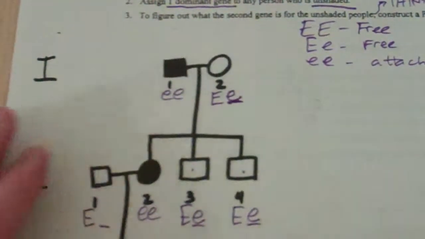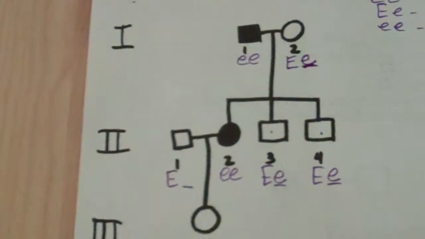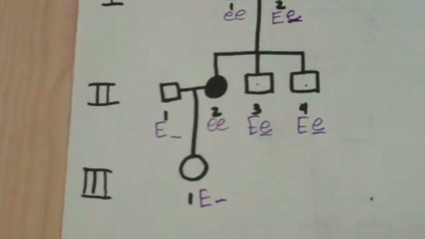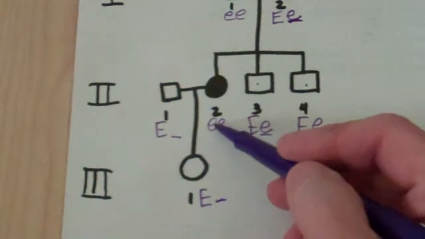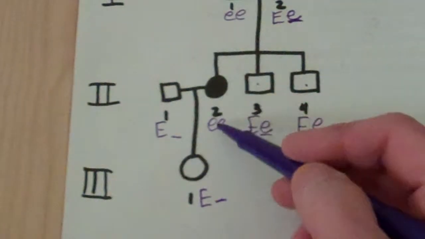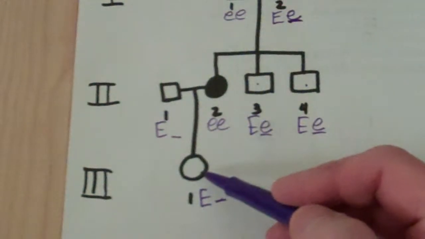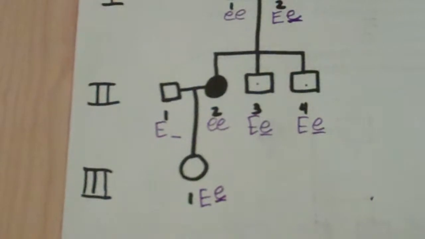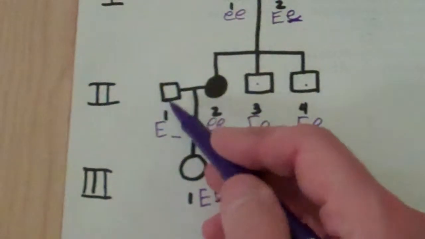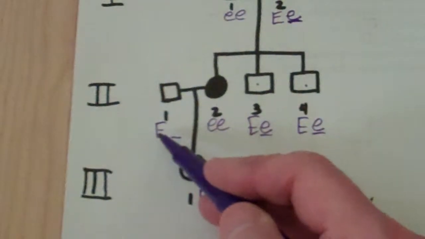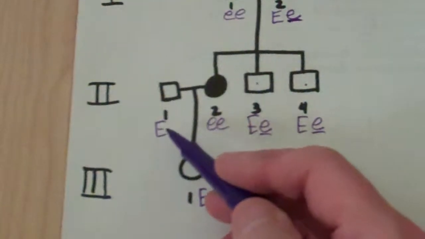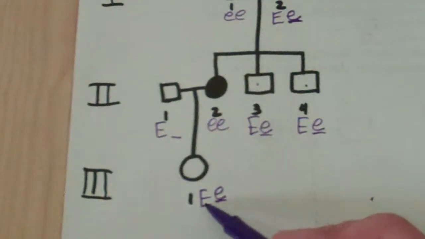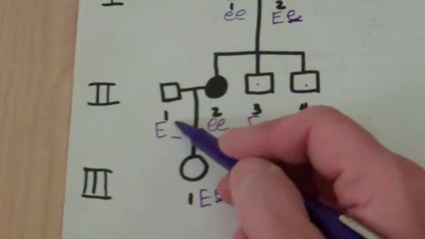Now let's open it up and look at the in-law here, the brother-in-law and the child. So we know Mom has 2 little e's. That must mean that Mom is going to give the baby a little e. Kid must have a little e. Now, the in-law here, it's dominant. Could this person be big E, and have this child? Yes, absolutely. So let's give them a big E.